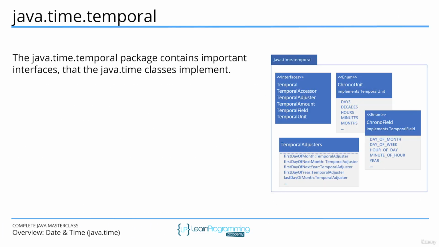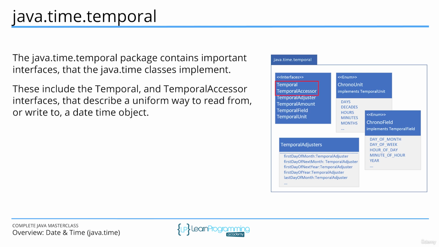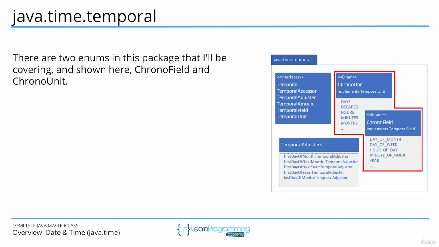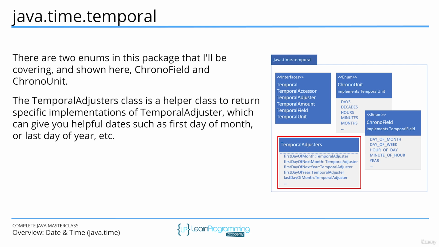The java.time.temporal package contains important interfaces that the java.time classes implement. These include the Temporal and TemporalAccessor interfaces that describe a uniform way to read from or write to a date time object. The TemporalAdjuster, TemporalAmount, TemporalField, and TemporalUnit interfaces are used often as method parameters to select the specific information you want from a date time object. There are two enums in this package that I'll be covering, and shown here, ChronoField and ChronoUnit. The TemporalAdjusters class is a helper class to return specific implementations of TemporalAdjuster, which can give you helpful dates such as first day of month or last day of year, etc.